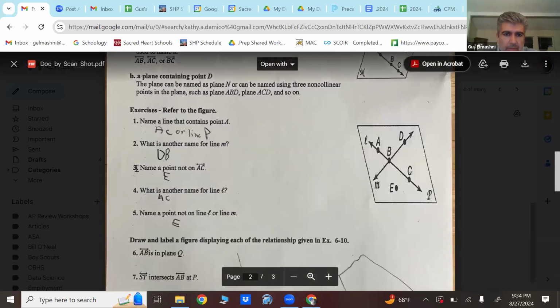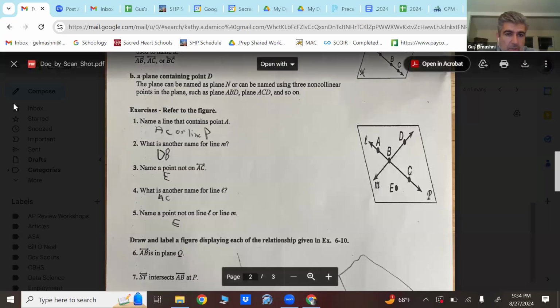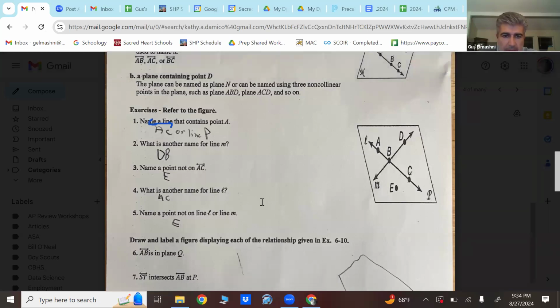Name a line that contains A. Yeah, AC, that works. And just use a symbol, that's usually a good idea. Another line for line M: BD or DB. Good. It doesn't have to be alphabetical. Another name for line L: AC. Good. Name a point not on L or M. Yep, good. Going back to number 3, you could have said D as well. That would have counted.